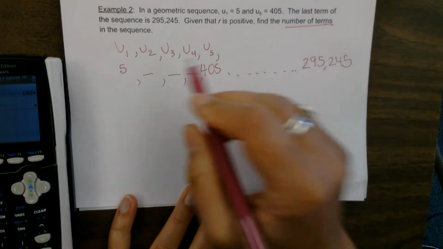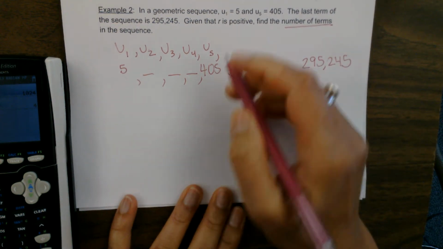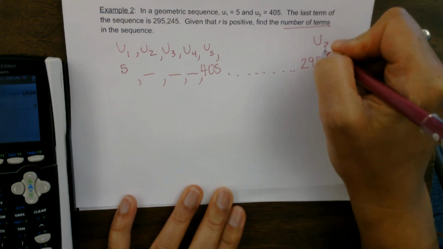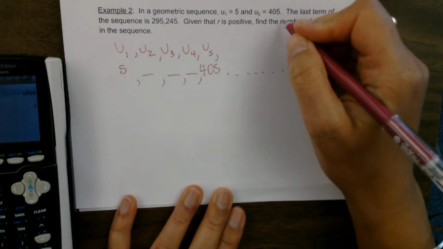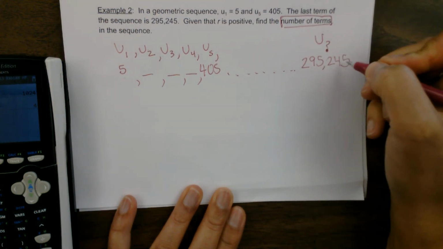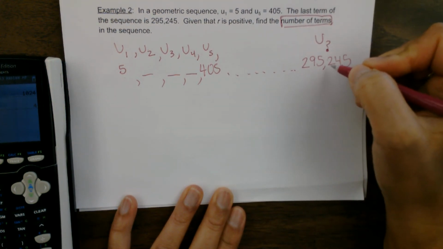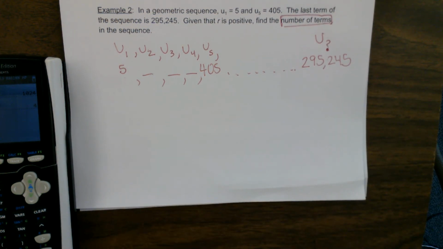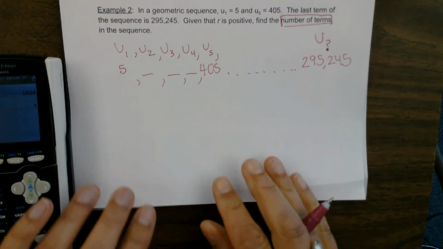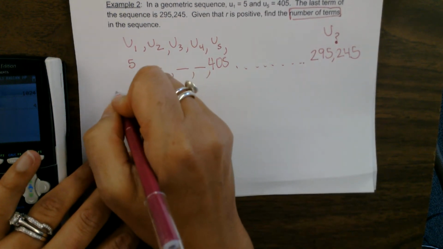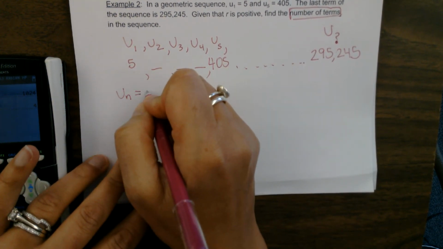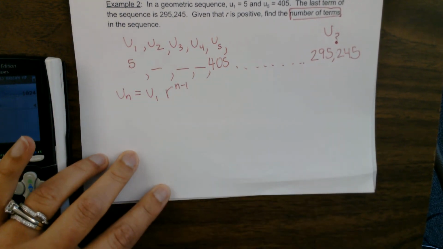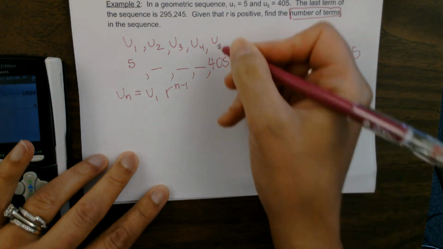Okay, so it starts at u sub 1. We have u sub 5, and it goes all the way to u sub we are not sure. It stops here. And so when we find out what this last number is, we're going to find out the term number, and that term number is going to tell us how many terms we have. All right, so what do we do? Same thing that we've done before. We're going to utilize our general term, u sub n equals u sub 1 times r to the n minus 1.